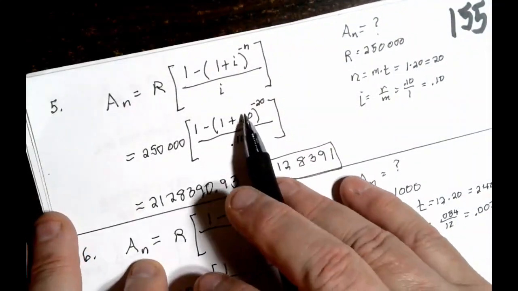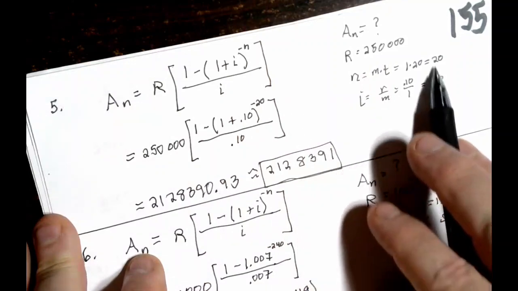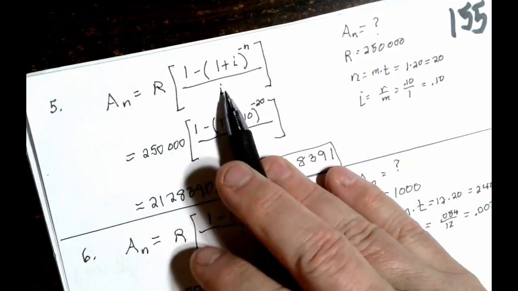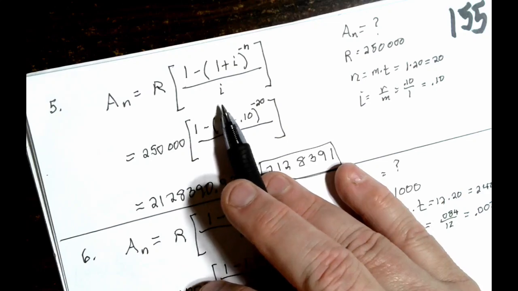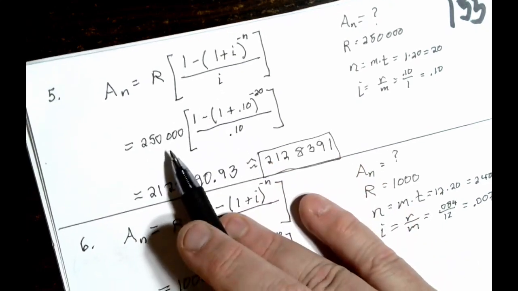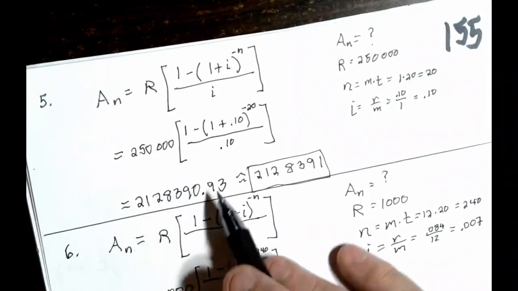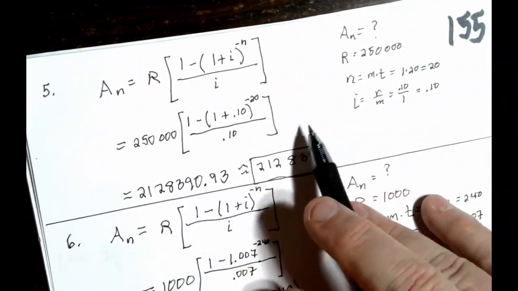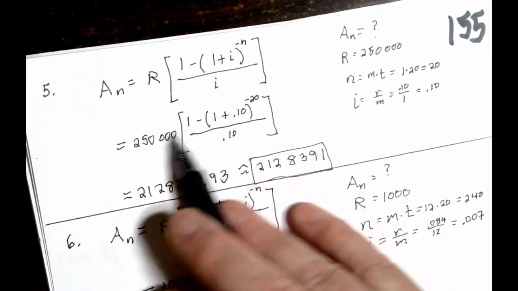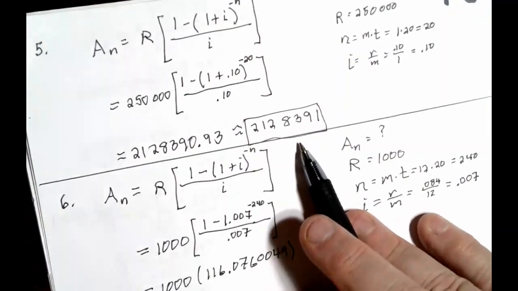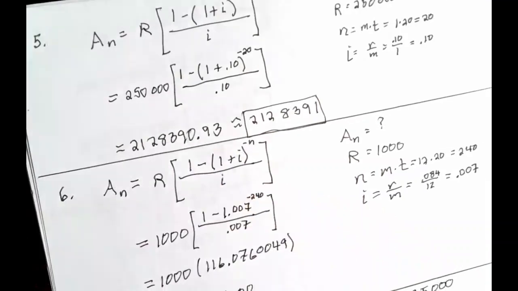Number 5 is the same way. Again, you plug in everything that you know, and they're asking you to find the present value. This is actually a lottery. A lottery ticket that's worth $250,000 is worth how much present value. And so you plug in all the things that you know, and you carefully calculate, and you get $212,000 instead of $250,000.